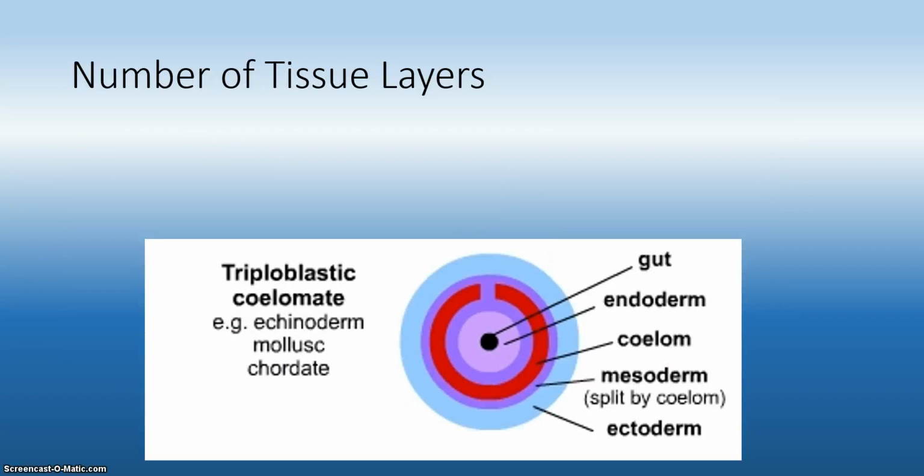The number of tissue layers. The embryo starts off as a ball of cells and develops into different cell layers. A triploblastic organism has an internal fluid-filled body cavity, which is called the coelom. And the tissue layers are the endoderm, which is the digestive tract, the mesoderm, which are the internal organs, and the ectoderm, which is the skin and nervous system.